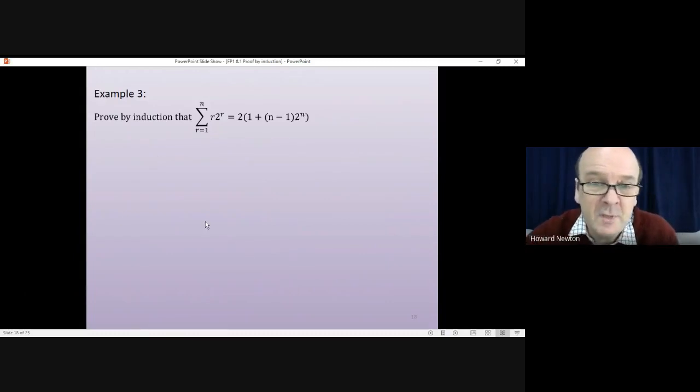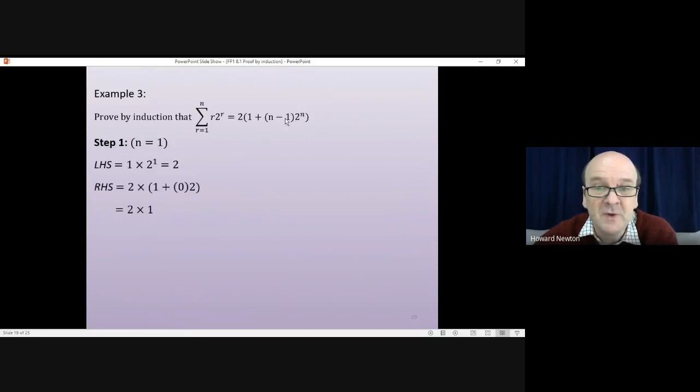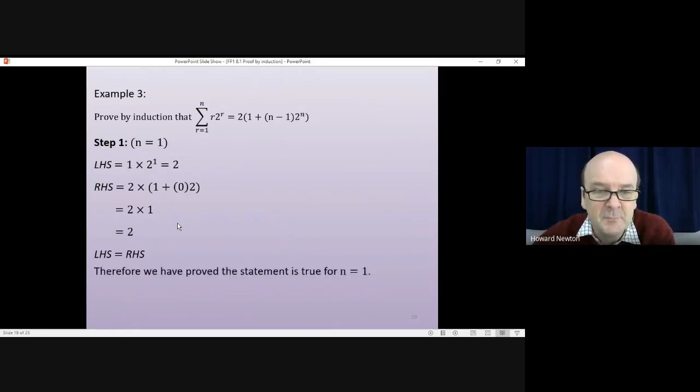Have a go at example 3, pause the video, and then come back. Okay, a little bit different this one, and a small part of the technique feels different. Beginning's the same. Put in n equals 1 to both sides. On the left-hand side, we'll get 2 if we put 1 into there. On the right-hand side, we get that, which also simplifies to 2. So both sides simplify to 2. Therefore, we have completed step 1. The left-hand side equals the right-hand side.